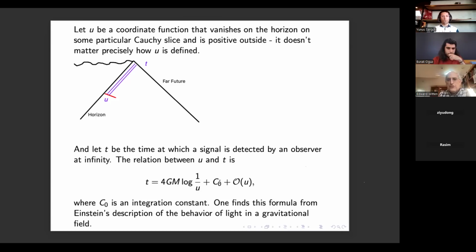So the constant C0 depends on how you define u. If you rescale u, that will shift C0 by a constant. You see, rescaling u will add a constant to the logarithm, which will shift C0.